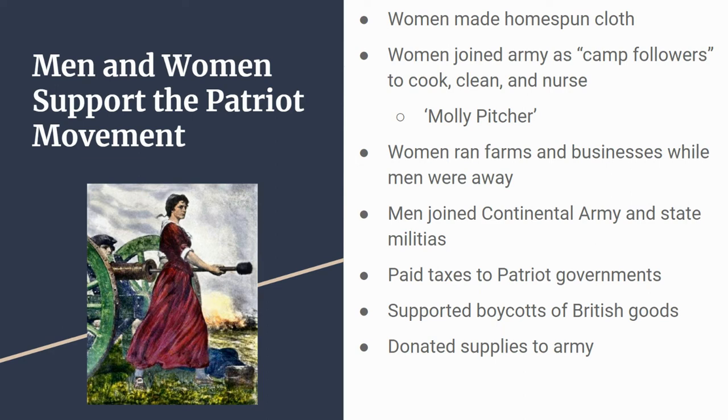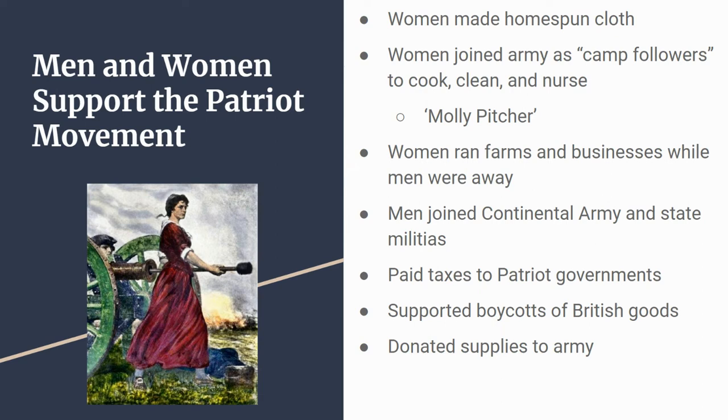Okay. Another way women supported the patriot movement was that women would help run the farms and the businesses while men were away, because the men were fighting. How did men help? A lot of them joined the army, which is called the Continental Army, and they joined state militias to try to support the patriot movement.